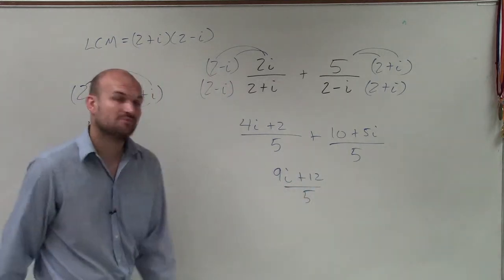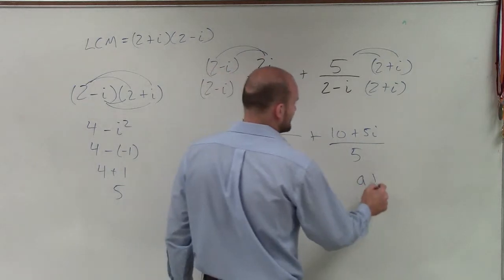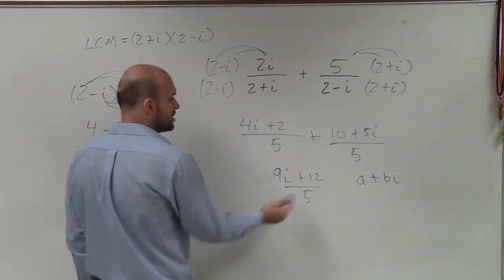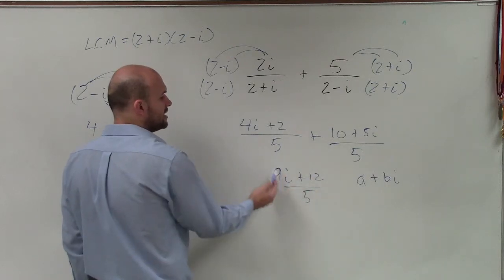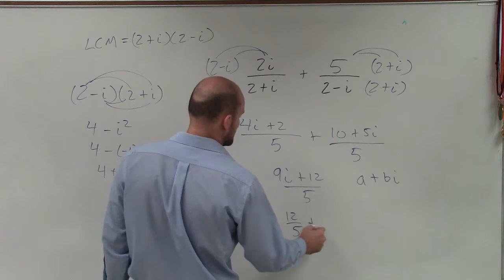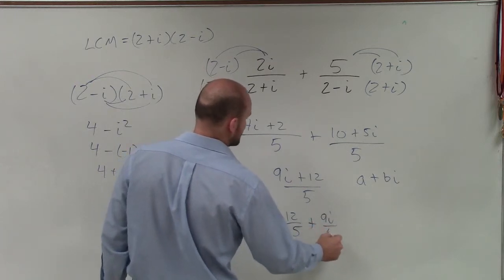Now to write this in complex form, remember we need to have it in the form a plus bi. So I can divide the 5 into both of my terms, and then I'll write my real number in front of my imaginary number. Therefore, I have 12 over 5 plus 9i over 5.